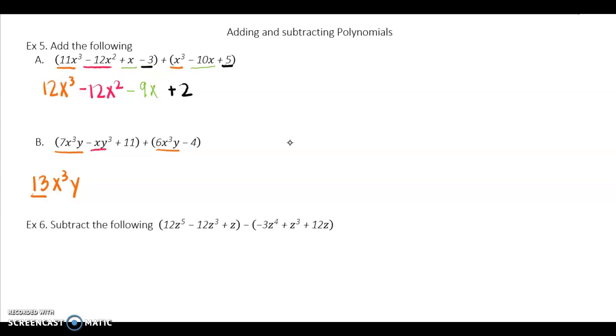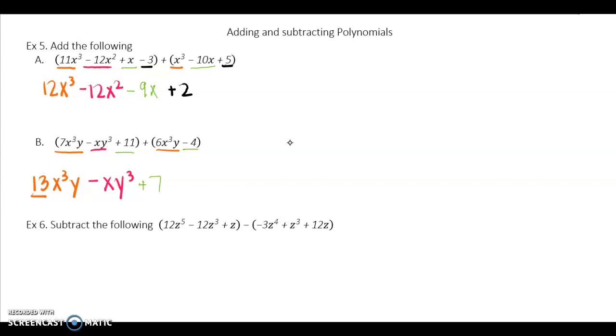Then you have x y to the third, but you have no other one that has x y to the third. So you just write that down. And lastly, you have your numbers here. So you could combine those and you would get 7. And that would be your answer.